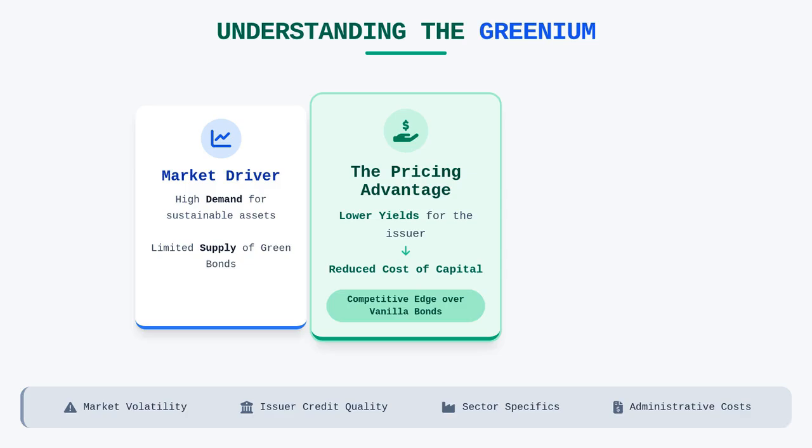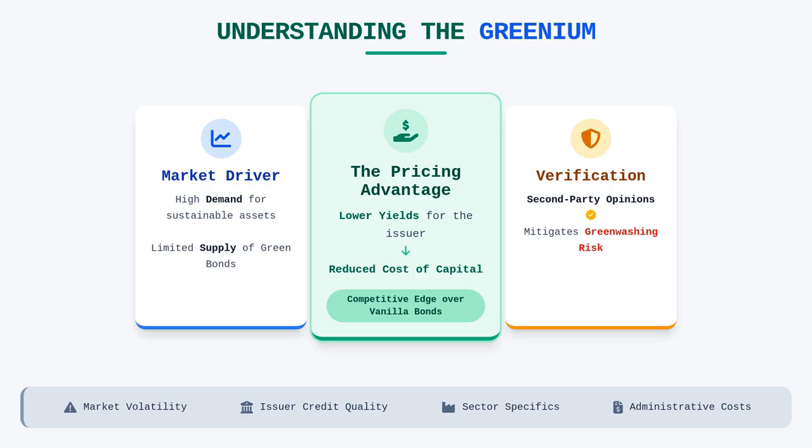However, this phenomenon is not always consistent and can depend heavily on market volatility, the credit quality of the issuer, and the specific sector in which the proceeds are deployed. While the greenium creates a financial incentive for companies to seek green labeling, it also requires them to navigate the added administrative costs associated with external reviews.